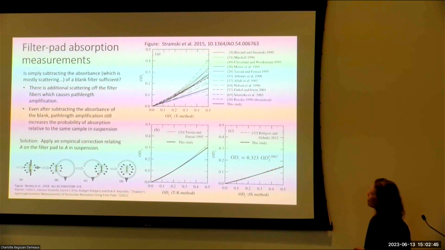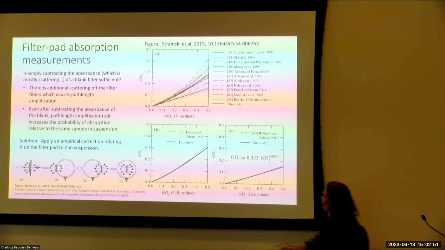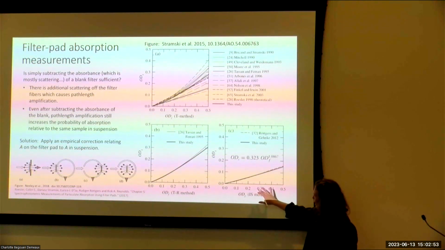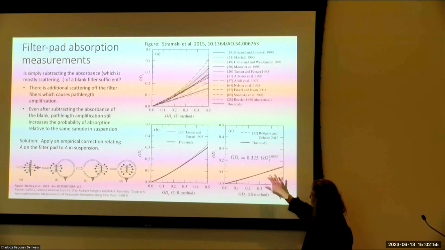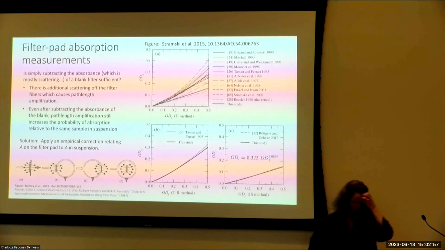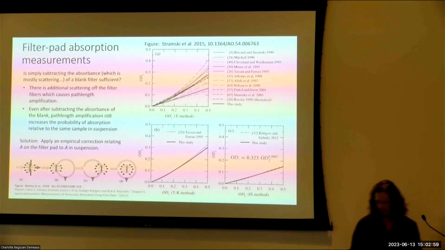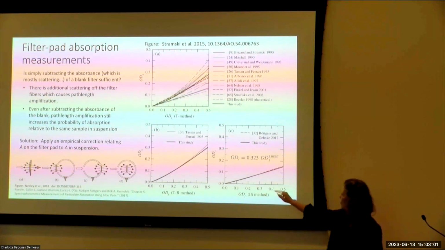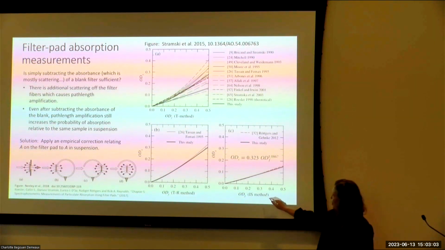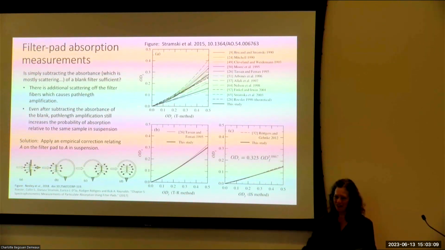There's a lot more measurements with just the transmitted method because integrating spheres are expensive and not everybody has them. But there are several studies that are now showing this relationship amplification, right? So inside the sphere, there's the least curvature, right? Which kind of shows us that inside the sphere is correcting for fewer things.